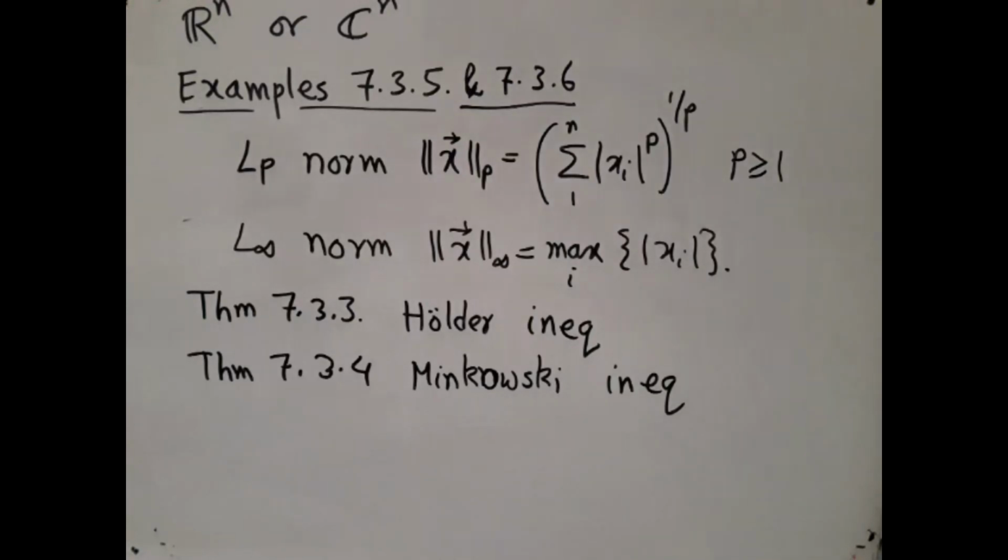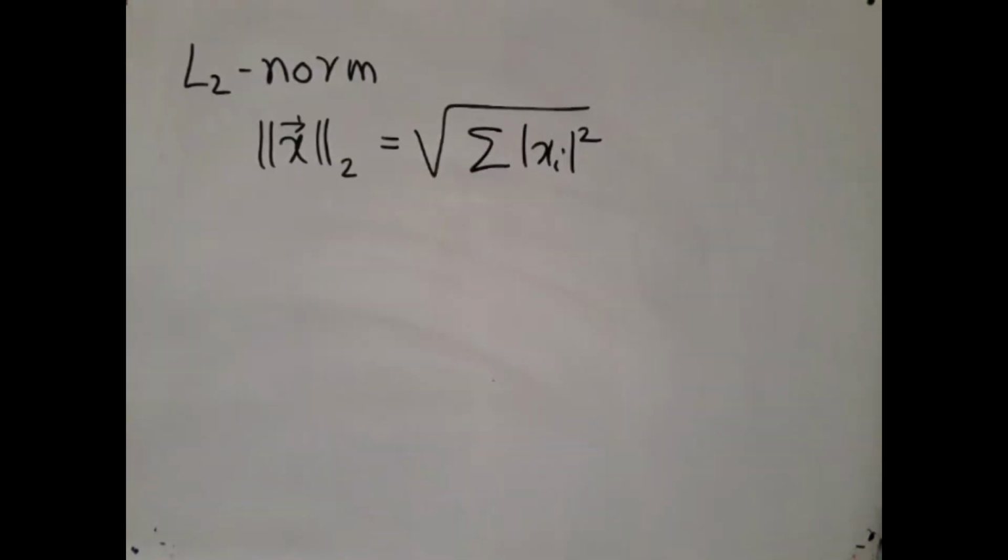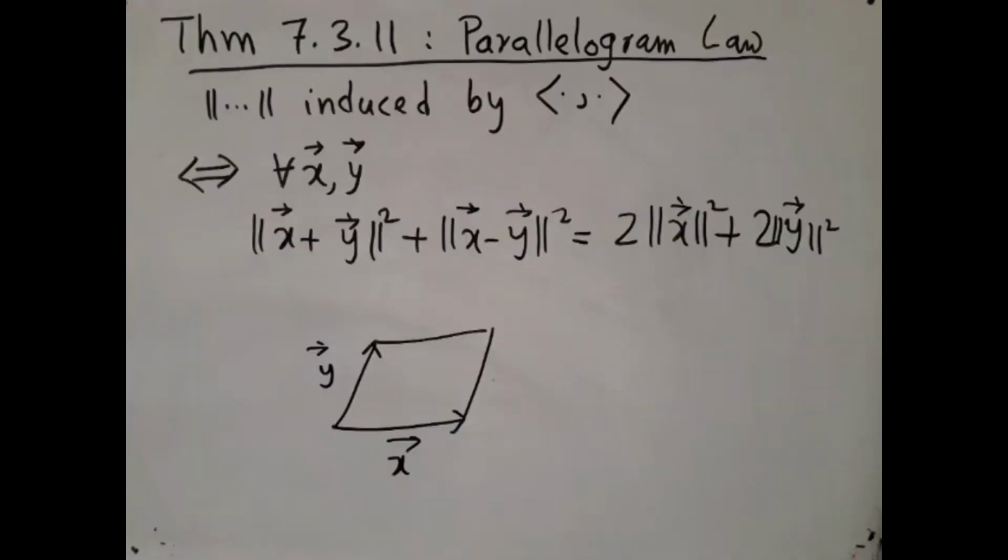Indeed, among all these, only one norm is induced by an inner product, and it is the L2 norm. This is our familiar norm induced by the usual dot product. But how did we know that the other LP norms or the L infinity norm are not induced by an inner product? This theorem, Theorem 7.3.11, helps us to do that.